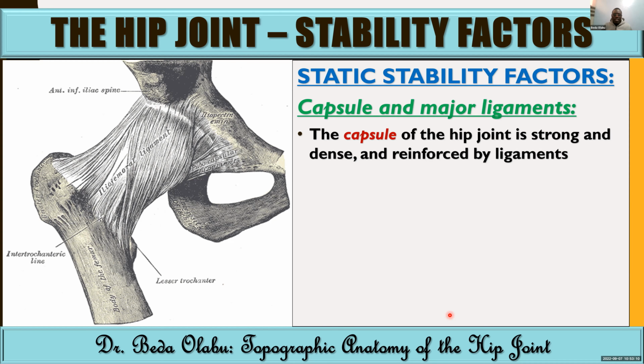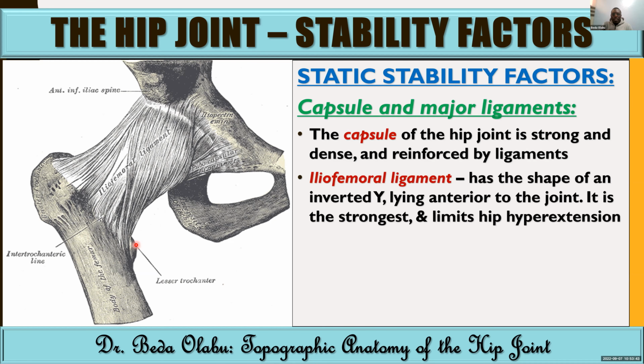This capsule is attached to many parts, and I want you at your own time to just look at an atlas and see where the capsule of the hip joint is attached, both proximally as well as distally. You can get a nice description from a textbook, but also you can look just at an atlas and figure out the sites of capsule attachment of the hip joint. I'll not go into that one.